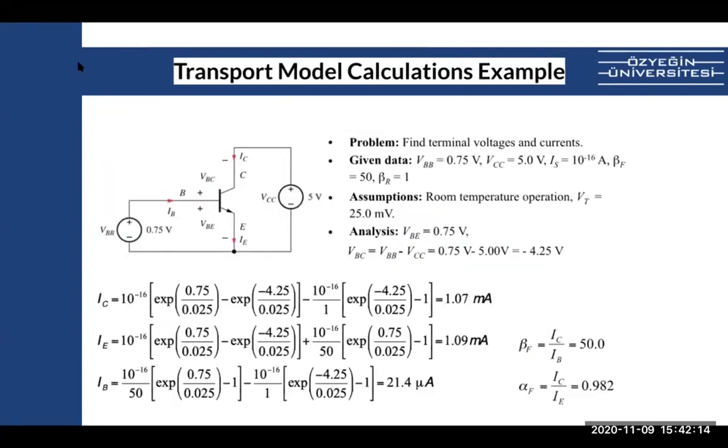For instance, if you look at this question, the VBB voltage is 0.75. So we know the voltage here is 0.75. Let's assume here is reference, and here is 5 volts. So 5 here, 0.75 here, and 0 volt here. Can you tell me which diodes are off and which one is on?